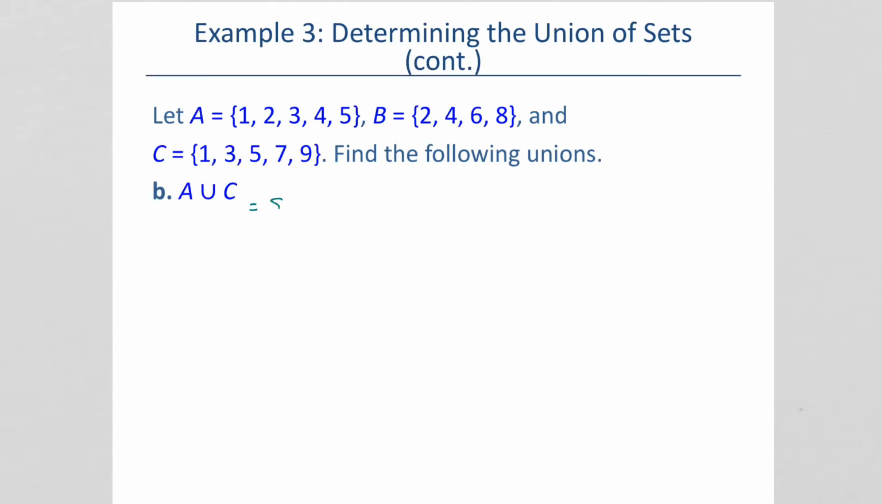A union C would be 1, 2, 3, 4, 5, 7, 9. And B union C would be 1, 2, 3, 4, 5, 6, 7, 8, 9.